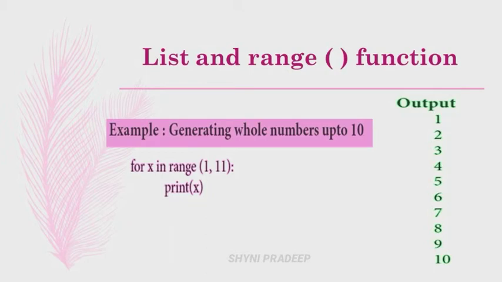So print x. For this code you will get the output 1, 2, 3, 4, 5, 6, 7, 8, 9, 10. Here first you are taking 1. Check the last value 10 is reached or not. No. So print x. X means what? 1. So 1 will be printed on the output screen.